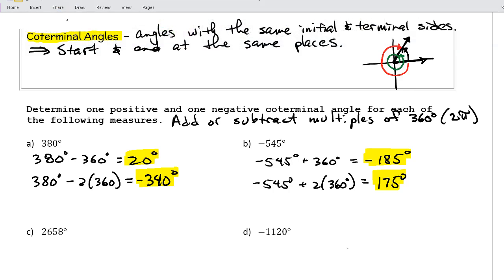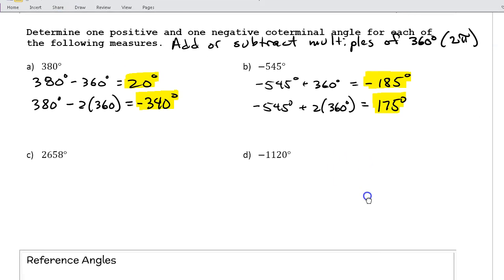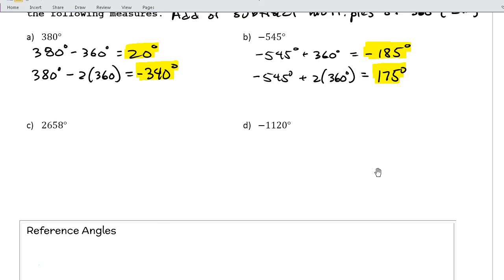So let's look at a couple with some larger angles. So we've got 2,658 degrees. So to get another positive coterminal angle, I would just have to subtract 360, and that would give me 2,298 degrees. But we can see that we are a long way from finding a negative coterminal angle. So what I want to see is how many full revolutions are in here. How many 360s are in this angle.